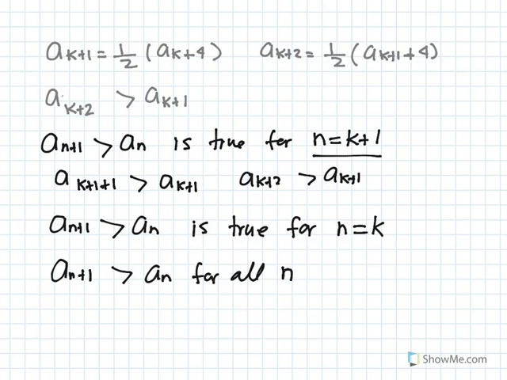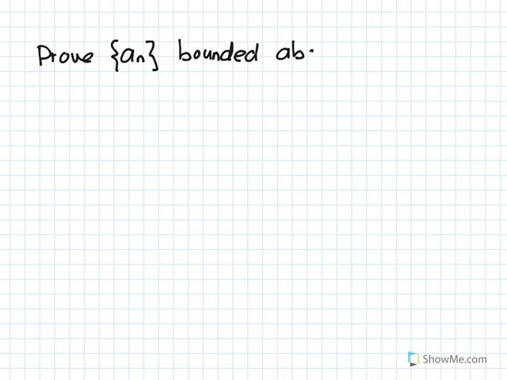So now we need to verify that the sequence is bounded above by m equals 4. So now prove that a_n is bounded above by m equals 4. That means it has an upper bound. That is, a_n is less than 4.